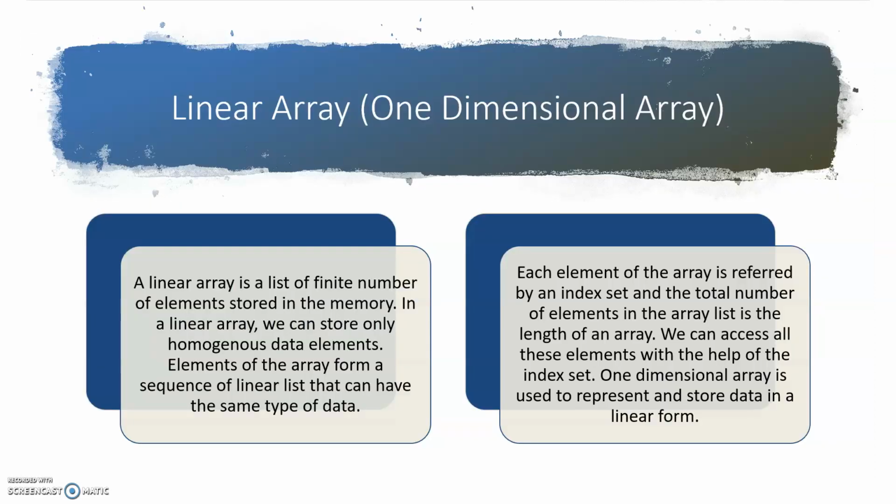Linear array or one-dimensional array. A linear array is a list of a finite number of elements stored in the memory. In a linear array, we can store only homogeneous data elements. Elements of the array form a sequence of linear lists that can have the same type of data. Each element of the array is referred to by an index set, and the total number of elements in the array list is the length of an array. We can access all these elements with the help of the index set. A one-dimensional array is used to represent and store data in the linear form.